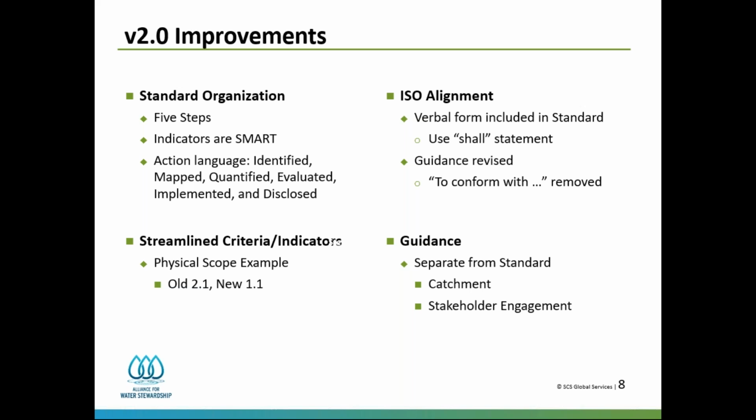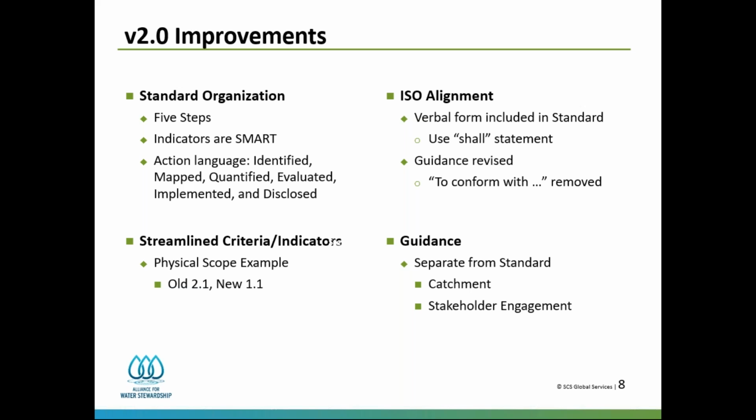aspects of the standard. One of the other changes that we've seen is the standard is now aligned more with ISO. We're using the verbal form within the standard itself. Words like shall are in the standard. If you're familiar with version 1, I think you'll be happy to know that the guidance no longer reflects to conform with. All of that language, any conformity language, is used in verbal form, and it is included in the standard. One of the things that is streamlined in the standard is the criteria and indicators.